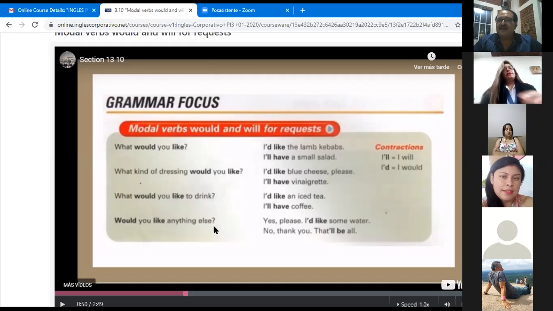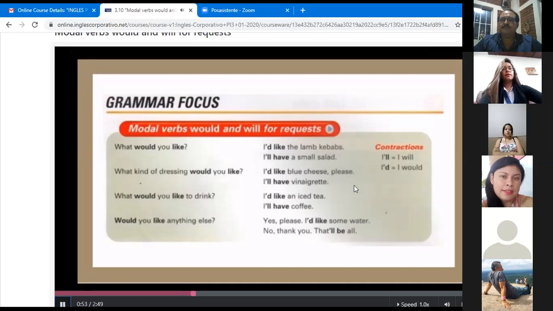So this is how you can practice. Would you like anything else? This is for fluency, okay? Good. Now, contractions. I'll equals I will. I'd equals I would. Okay.